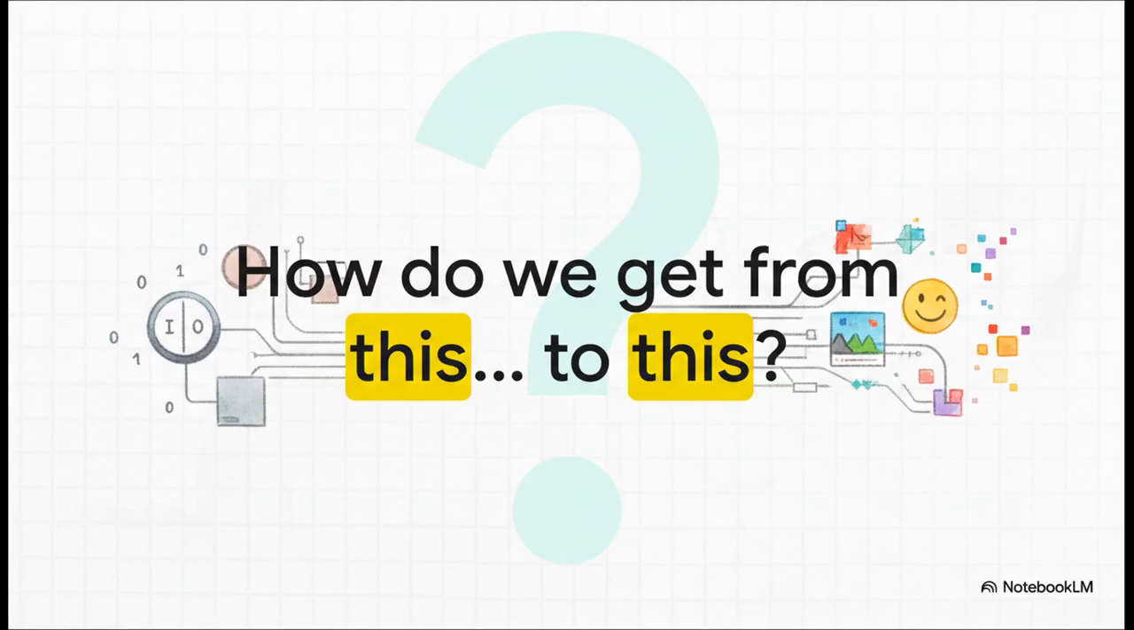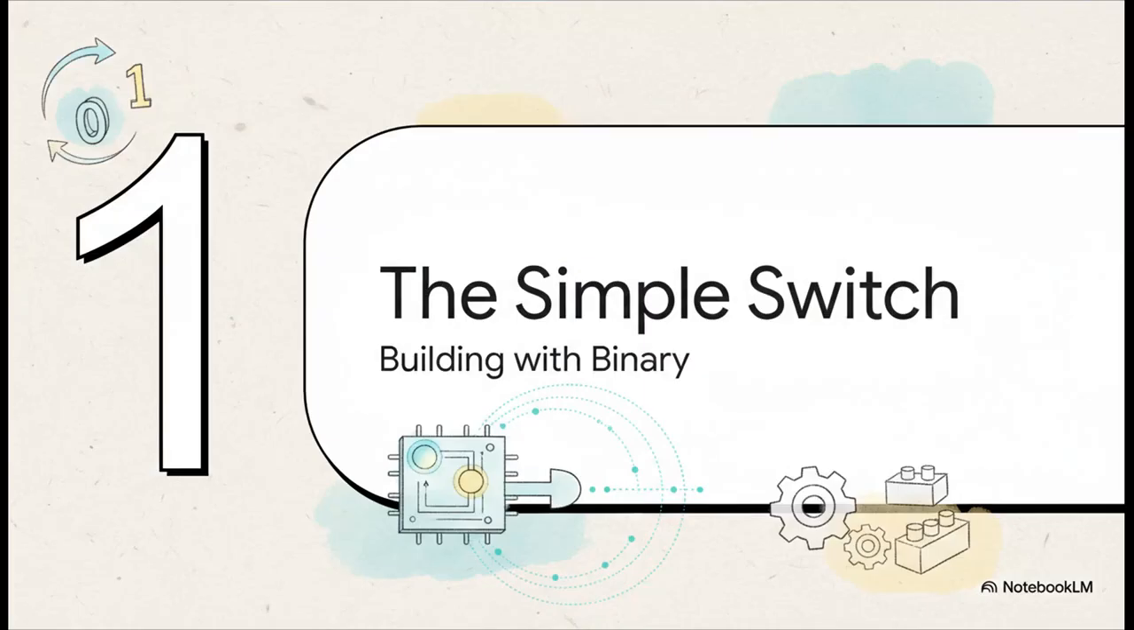All right, so let's start with a big question. Maybe the big question. How in the world does a machine that only gets two things, on and off, end up creating the entire digital universe we live in? I mean, how do you get from a simple switch to this emoji? It seems like straight-up magic, but it's actually just a really clever series of ideas all stacked on top of each other. So, our journey starts at the very bottom, with the absolute foundation.